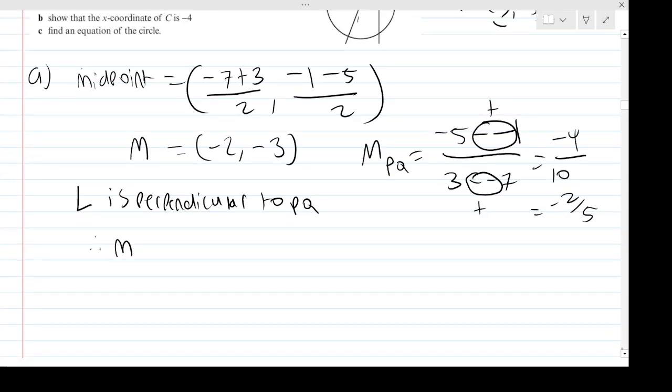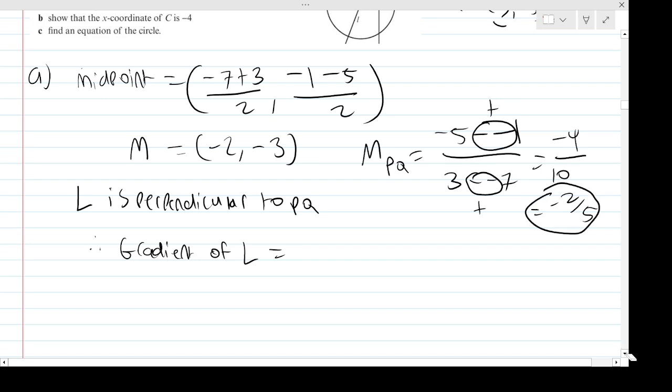Therefore the gradient of L, the perpendicular bisector that we're working out, is the negative reciprocal because it's perpendicular. So the negative of -2/5 would be positive, then if we take the reciprocal of 2/5, it'd be 5 over 2. There we are. And again, you can times them together and you should get -1.